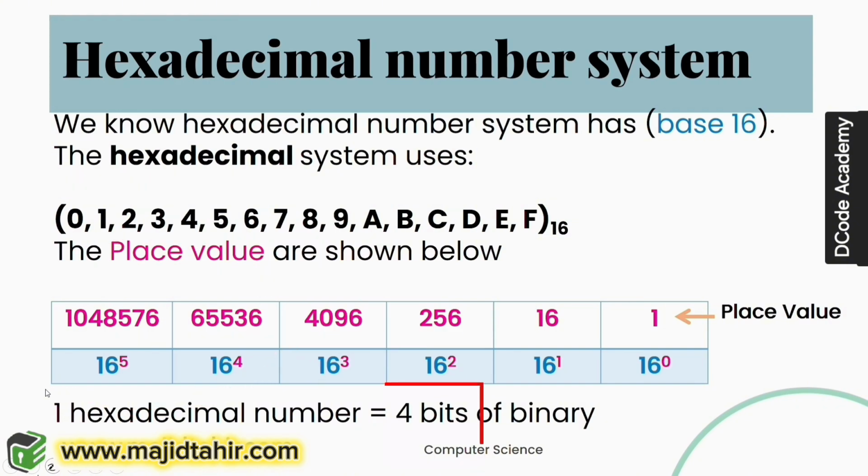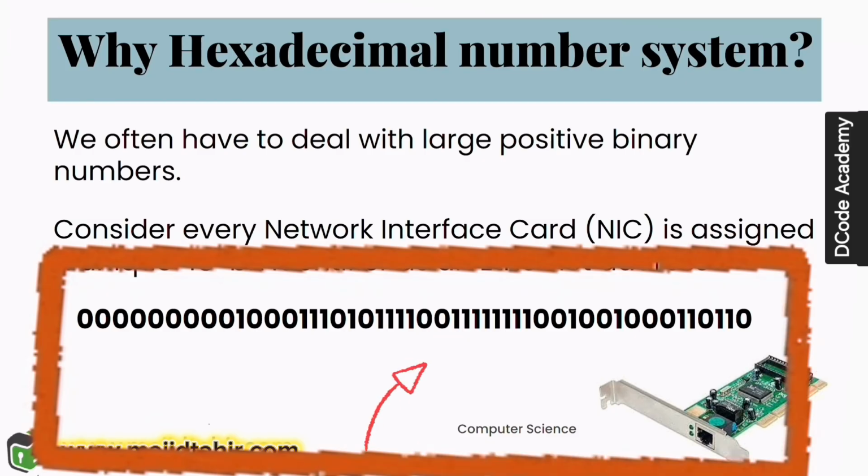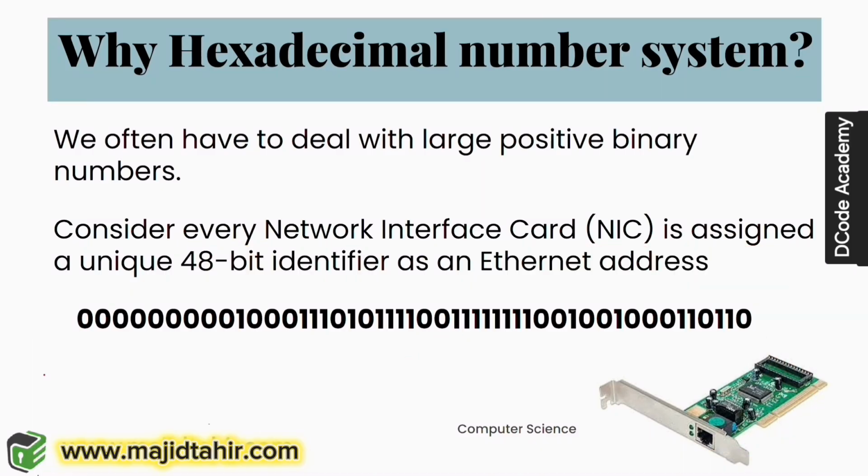One hexadecimal digit is equivalent to 4 bits of binary. That's very important to understand because we are using 4-bit conversion. Now let's see. We often have to deal with very large positive binary numbers. Let's consider this network interface card, NIC. We have a 48-bit identifier, a long list of zeros and ones. It's very difficult to remember or reproduce this long binary number. So we convert it into hexadecimal, which makes binary numbers much easier to understand.